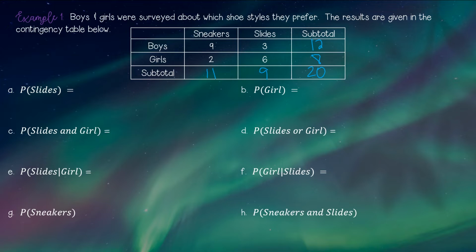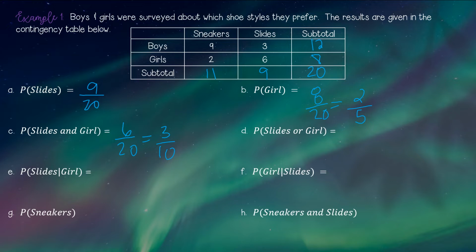Okay, so let's answer some questions. Find the probability that they prefer slides. Well, slides was 9 out of 20 students. Doesn't simplify, that's it. Probability of a girl, there were 8 girls out of the 20 surveyed, so that does simplify to 2 over 5. Slides and girls, so for this one, you want to look at the slide column and the girl row and see how many girls liked slides, and that would be 6 out of 20, which simplifies to 3 out of 10.